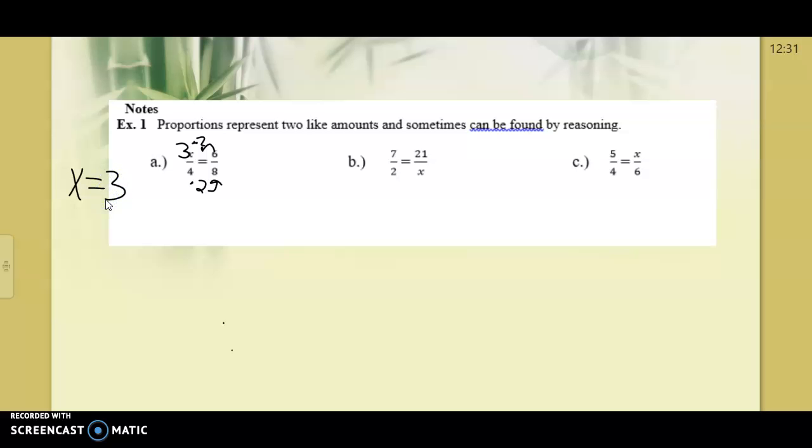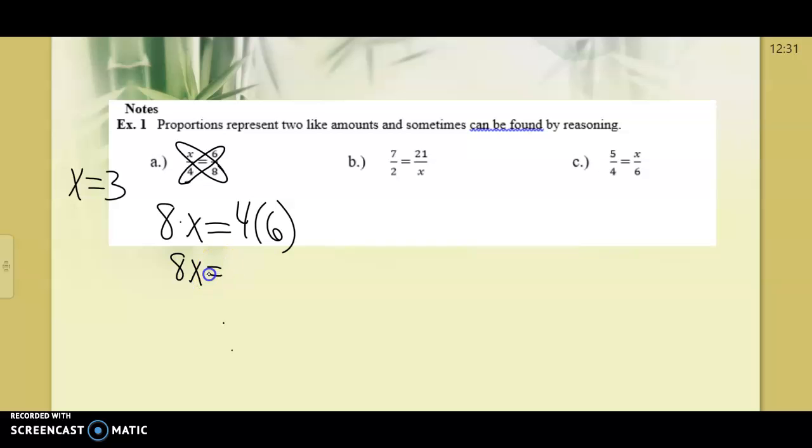Now, that's not always going to be the way we can solve these. There are going to be times we're not going to be able to think of it like that, and we will cross multiply. We make this cool little nuclear symbol, and it would give us 8 times x, because we multiply 8 and x, and 4 times 6. I'm going to use parentheses, and you'll see why in a little bit. So 8 times x is 8x. 4 times 6 is 24. Undo this, and you end up with x equaling 3.